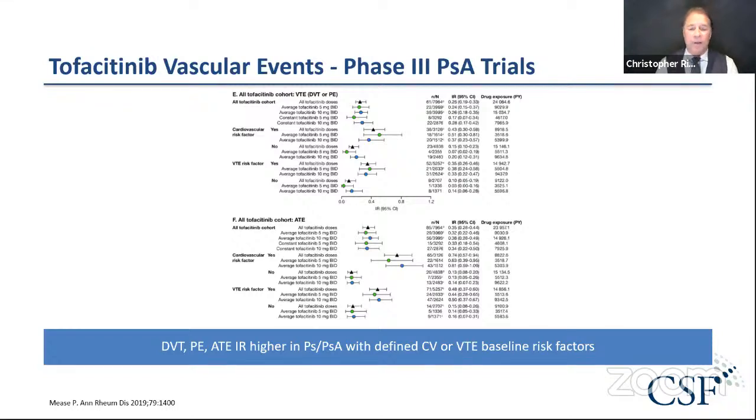Then they did a similar analysis for arterial thrombotic events, again looking at the whole cohort compared to those with cardiovascular risk factors and VTE risk factors, showing that it was those patients with the risk factors that had a higher incidence ratio of developing an arterial thrombotic event. Now, this is Philip Mease's paper, but the important thing from the paper was that the incidence ratio of these events was higher in patients who had defined cardiovascular or VTE baseline risk factors. Philip is going to talk about the 1133 study in the next talk, which will highlight some other features associated with tofacitinib and adverse events.